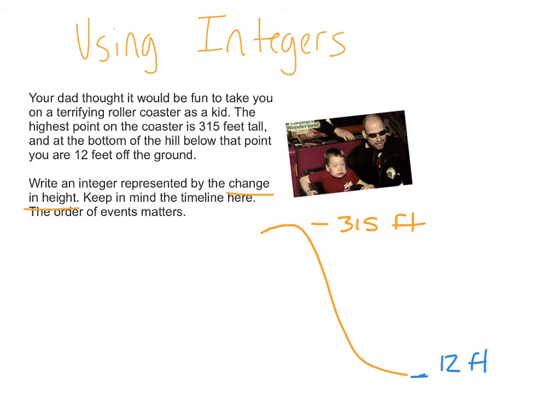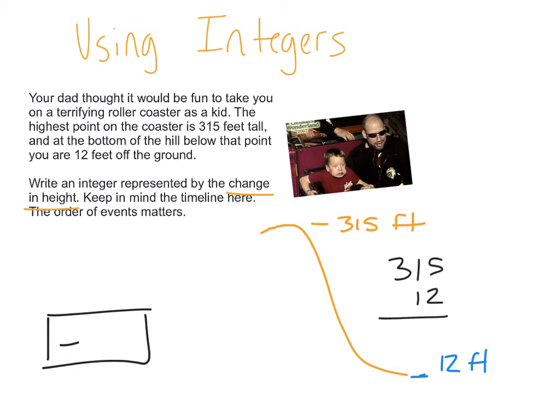Okay, so write the integer represented by the change. Well, what happens? You start high and you go low. So it seems like the change was a subtraction. So our answer is actually going to be a negative number. But negative what is the question? Well, if I go from 315 to 12, there's obviously a gap in between there, and maybe that's helpful. So if I take 315 and I subtract 12, what I end up getting is 303, right? Okay, so what was our integer representing the change? It's actually negative 303, and we could label it feet, okay?